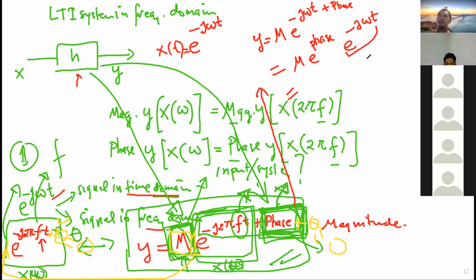Correct? So in this case, if we write again, this is the input, right? And this is something variable, so we can write like this. Is it okay? So you can see here that the output of the LTI system in the frequency domain is just a multiplication with some variable. Is it correct?